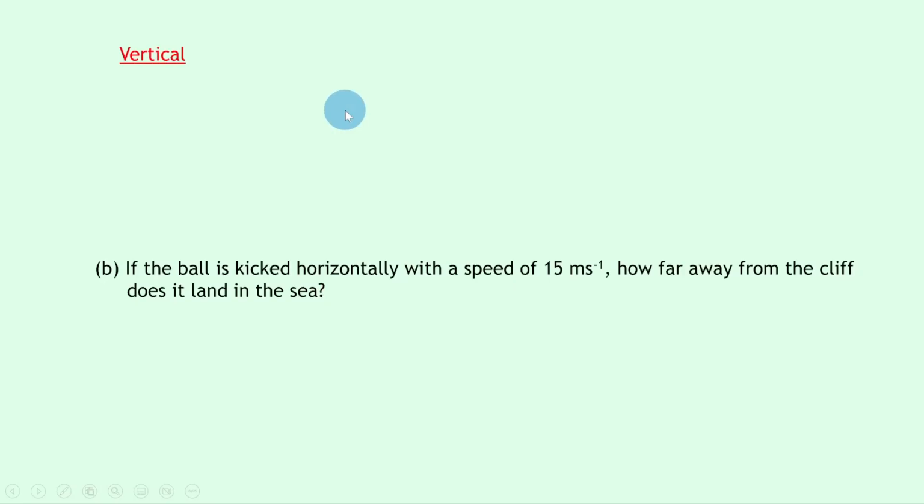So writing down what we know from the question, we're trying to find the time t. We know that the initial vertical velocity u is always going to be 0 meters per second for a projectile, the final vertical velocity v is 29.4 meters per second, and the vertical acceleration a is always going to be 9.8 meters per second squared for a projectile.